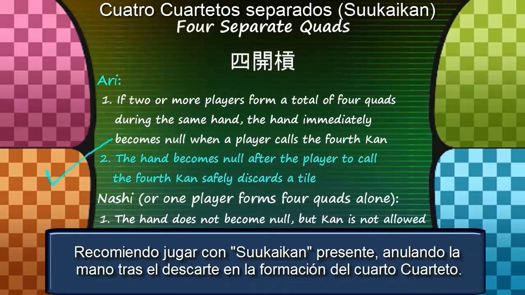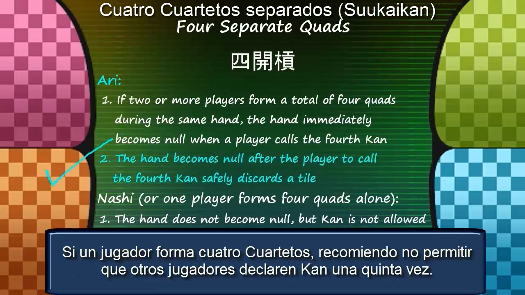I recommend playing with Sukaikan present, with the null hand invoked after the player's safe discard. If 1 player forms 4 quads, I recommend using the rule that disallows the other players from calling Kan again.